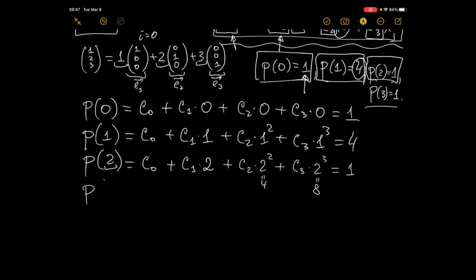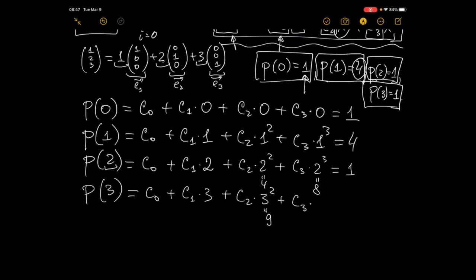Now, let us take into account the last equality, which will give us what? Could you tell me? C0 plus C1 times 3 plus C2 times 3 squared, which is 9, plus C3 times 3 cubed, which is 27, equals 1. Thank you.